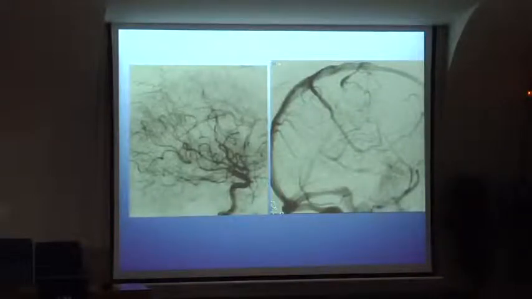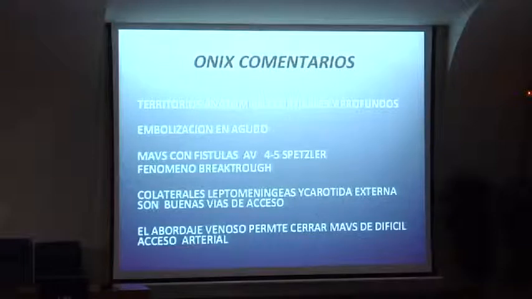I agree with Professor Hudak. Maybe the combined approach, arterial and venous, is very interesting to stop the evolution of the malformation. Finally, commentaries: anatomical, cortical, or deep territories is important to know. In acute phase, it's possible to treat it. I think I need to treat every malformation in acute phase.